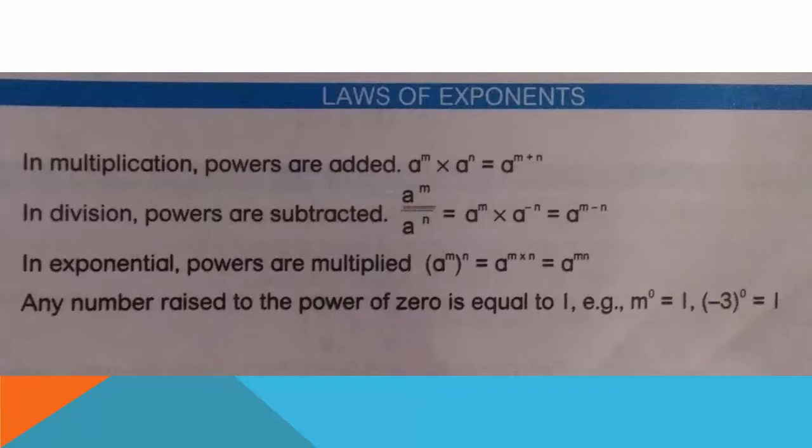And any number raised to the power of 0 is equal to 1. So m to the power 0 equal to 1, minus 3 to the power 0 equal to 1. Anything to the power 0, not anything actually, any number to the power 0 is equal to 1.